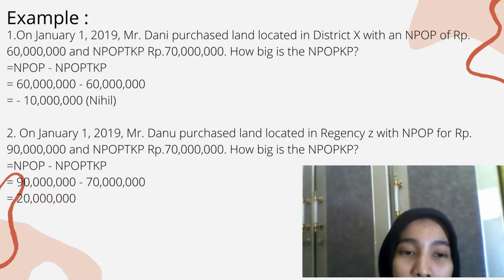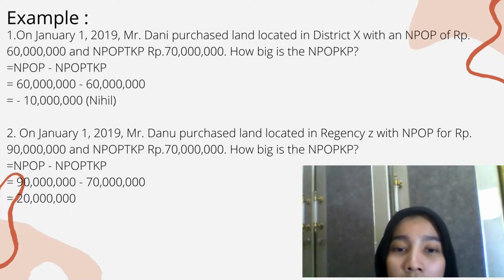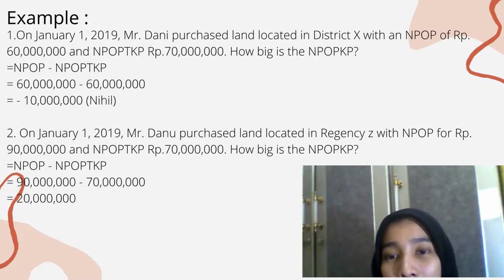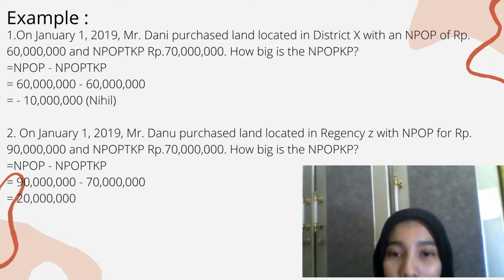And next, example number two. Example number two is where the NPOP is higher. The NPOP value is higher than the NPOPTKP, so we can determine the land and building title transfer duty, or the NPOPKP value.